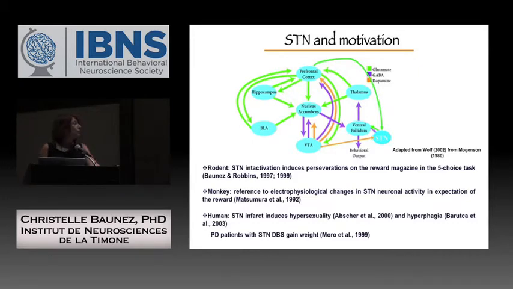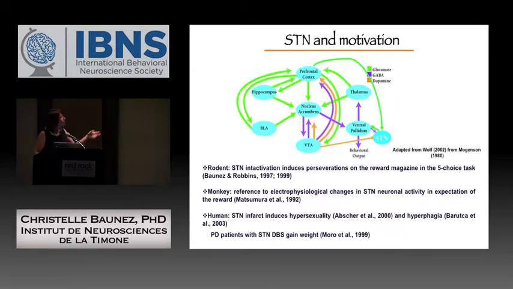But now I'm going to move on to the last part of my talk, looking at the role of the STN in motivation. As I said, from the start of the session this afternoon, we've been talking about the reward circuits, and the STN is not even there. So that's a classical view that Marina Wolf had adapted from the very old review by Mogenson, positioning the accumbens at the interface between motivation and action.